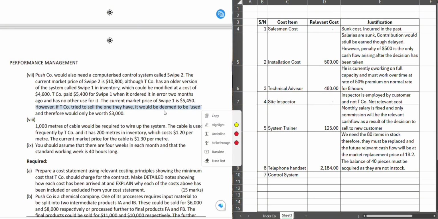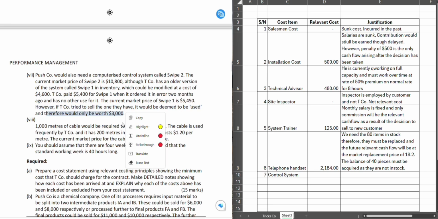Though we know they've never used it because they bought it out of error, because it is not coming directly from the manufacturer, whoever is buying it will say it's still a partially used item, and because of that, it's only worth $3,000. So look at this question. Two options: buy swipe 2 or modify swipe 1. Remember, you have to always go for your cheapest option because you are costing.